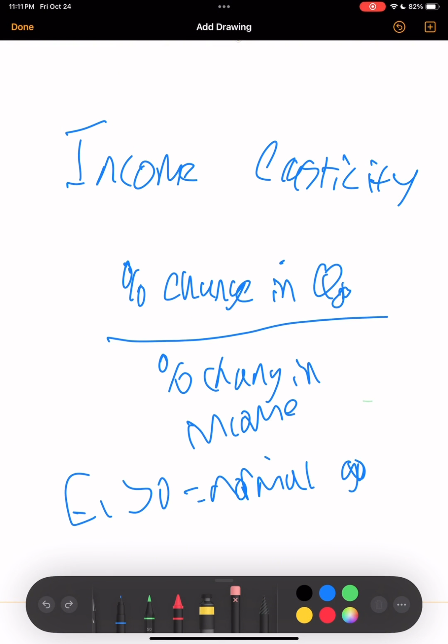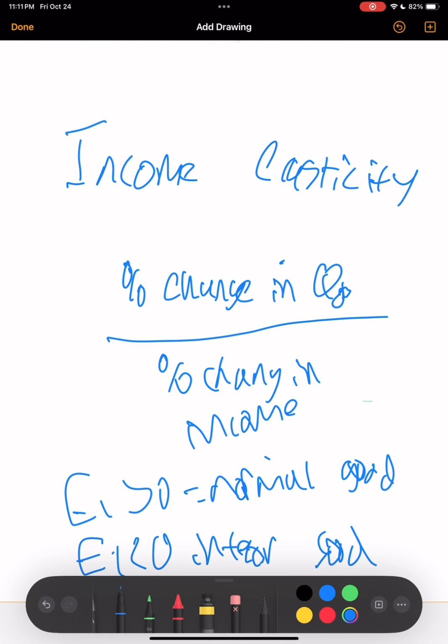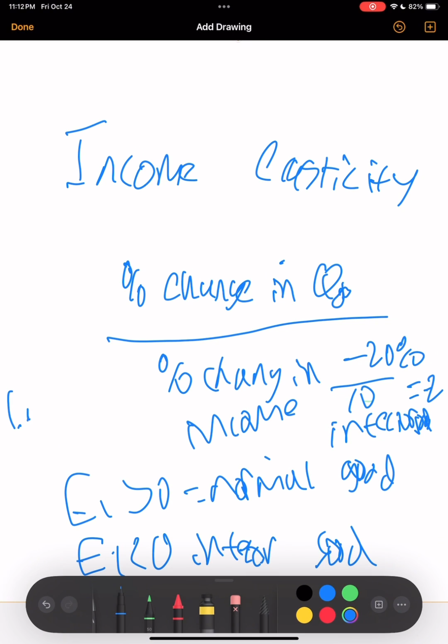If income increases by, let's say, 10%, and demand for instant ramen decreases by 20%, then negative 20 divided by 10 is minus 2, which means that it's an inferior good. Let's say income rises 10% and the demand for AirPods increases 15%, the answer is 1.5, which is positive, which means that it's a normal good.